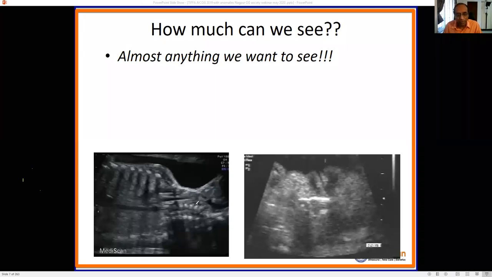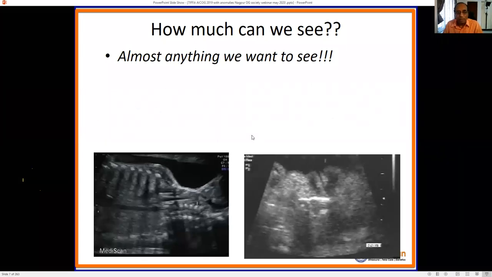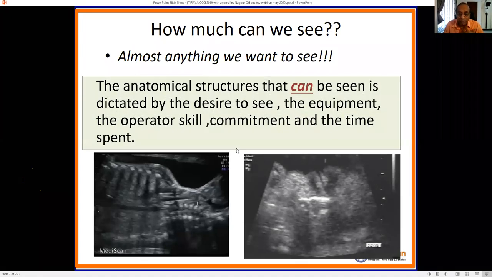For example, here, I'm able to see the esophagus, the thin line which is going there. And here, actually, I can see the eyelashes of the baby. And this picture, mind you, was taken 10 years ago with a machine which is 10 years old. So today, with the current equipment, we can do much better. Right. So how much we want to see, we will be able to see.